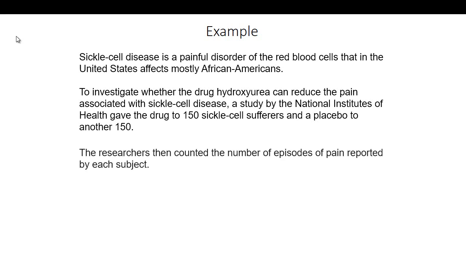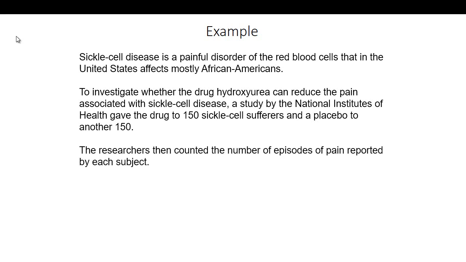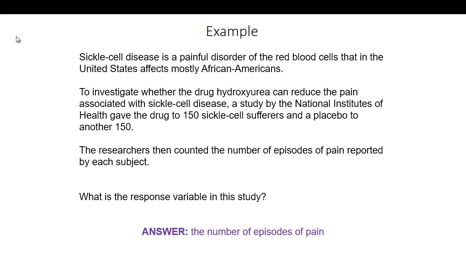And so the researchers then counted the number of episodes of pain reported by each subject. And what is the response variable in this case? Well, clearly the response is the number of episodes of pain.